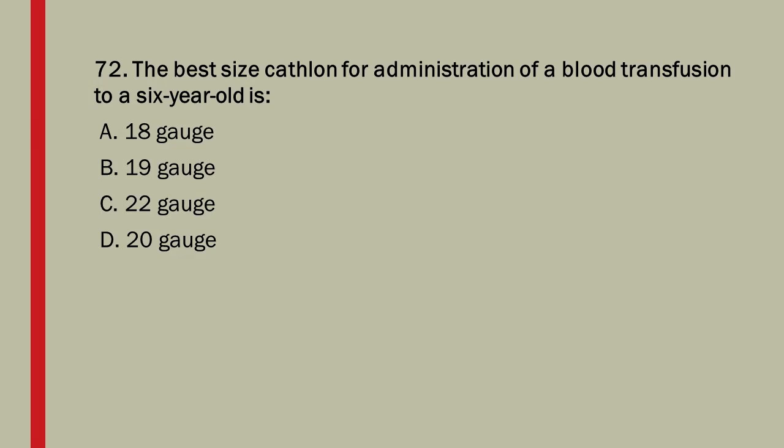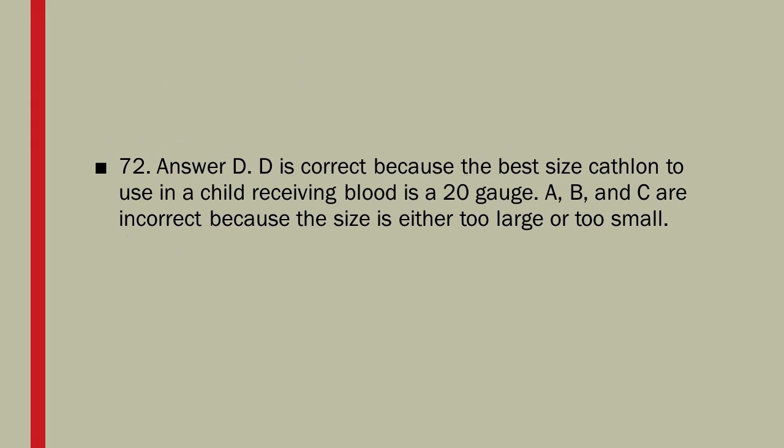72. The best size cathlon for administration of a blood transfusion to a 6-year-old is A. 18 gauge. B. 19 gauge. C. 22 gauge. D. 20 gauge. 72. Answer is D. D is correct because the best size cathlon to use in a child receiving blood is a 20 gauge. A, B, and C are incorrect because the size is either too large or too small.